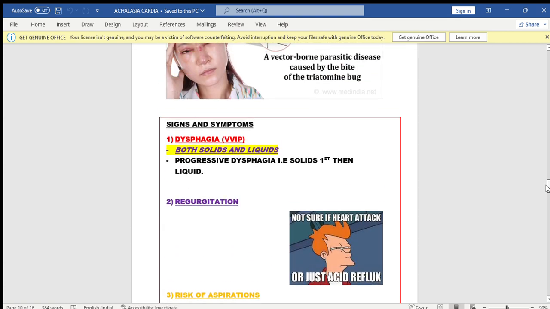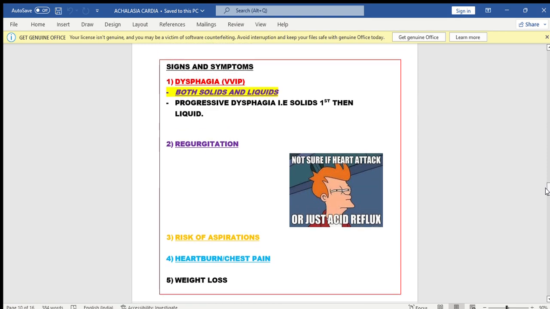Now let's look at the signs and symptoms. Since the lower esophageal sphincter is not relaxing, we're going to have dysphagia, which is a very important symptom. The dysphagia is very typical because you're going to have dysphagia to both solids as well as liquids, not just liquid or solid, but both solids and liquids.